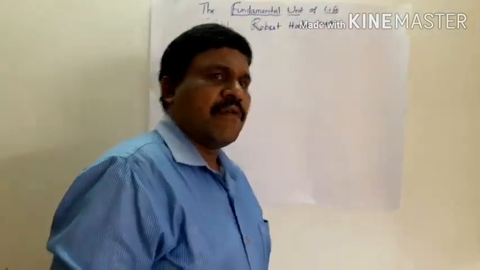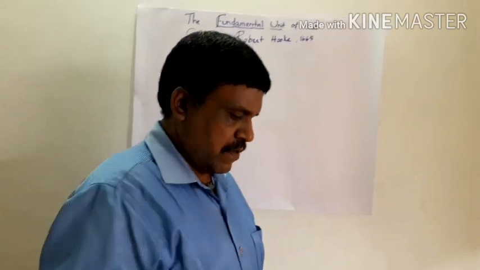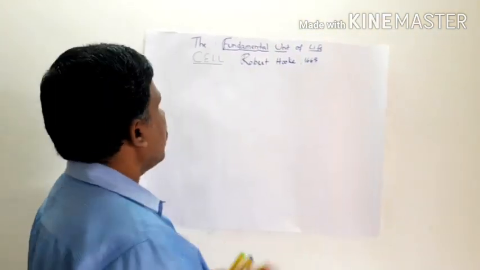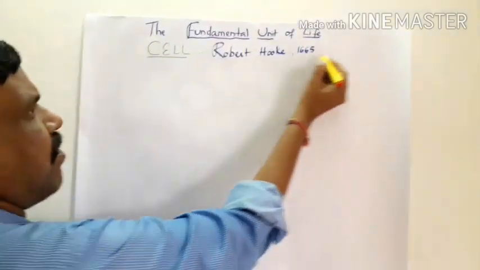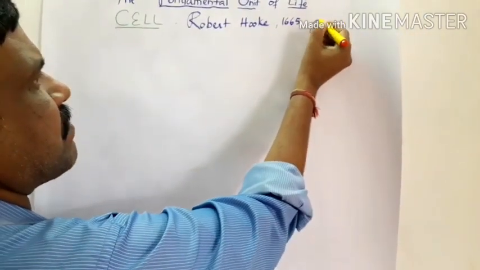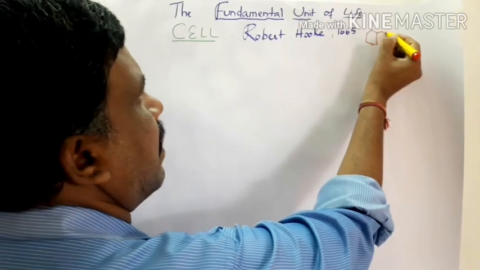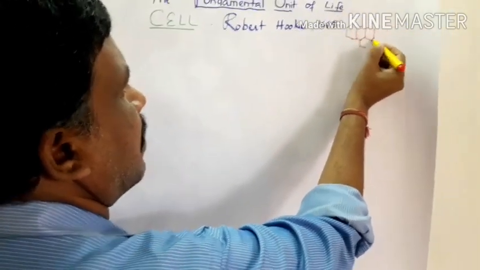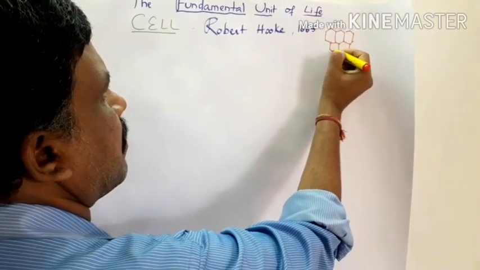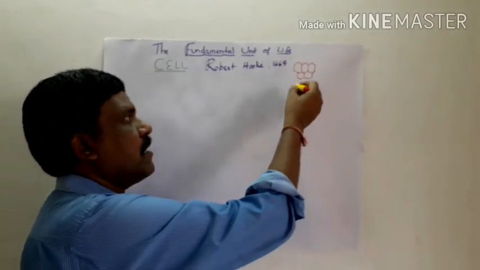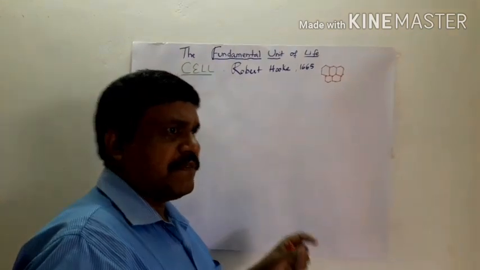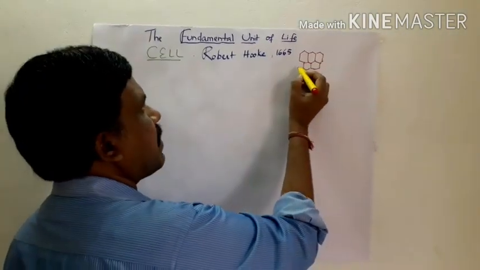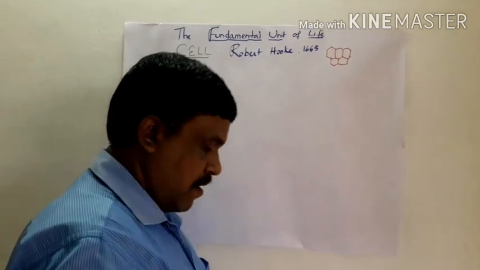So how did he give it? What was his observation? He was observing some cork cells, and those cork cells looked like compartments. They had a lot of compartments. In the year 1665, he observed the cork cells, which looked like compartments, and based on that, he gave the word cell.